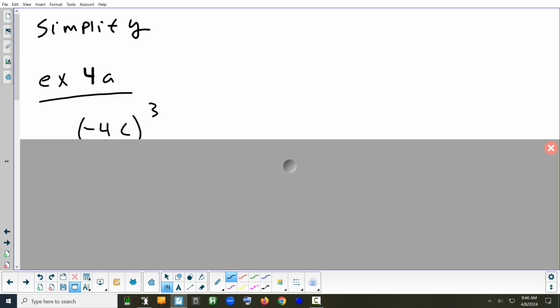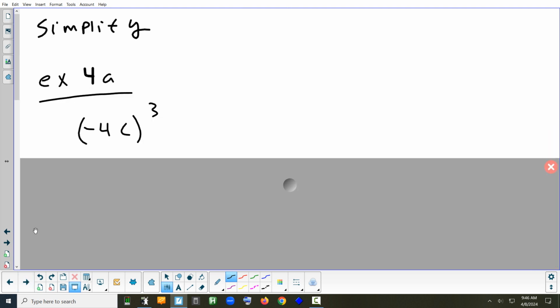Start with this one. Okay. Negative 4c to the third power. What are the exponents on the negative 4 and the c right now? Because they're not written. 1. Yep, they're both ones.